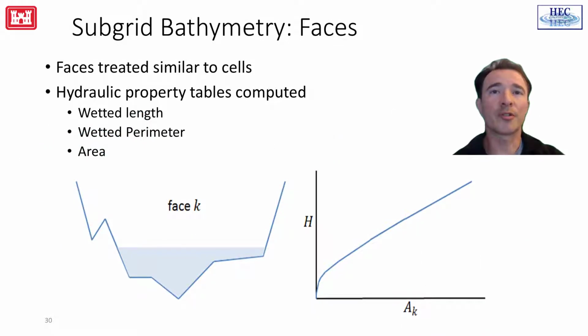The subgrid bathymetry at faces is computed similar to cells. The property tables computed at faces are the wetted length, wetted perimeter, and wetted vertical area. The figure on the left is an example of an irregular bed profile at a face. The light blue shaded region is the wetted area corresponding to a particular water level. The figure on the right represents the relationship for the face area and the water level for that face.